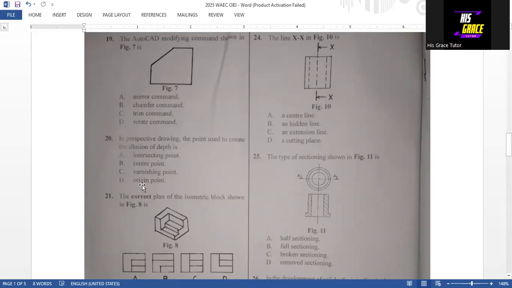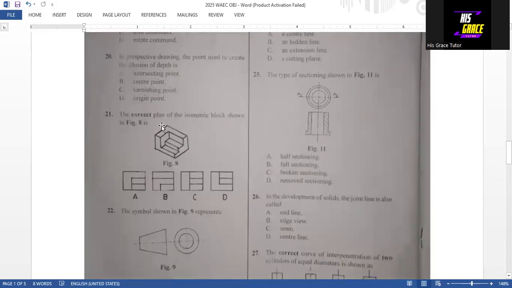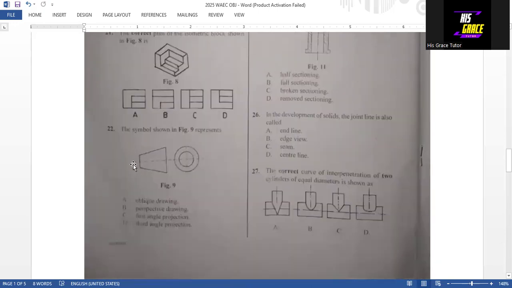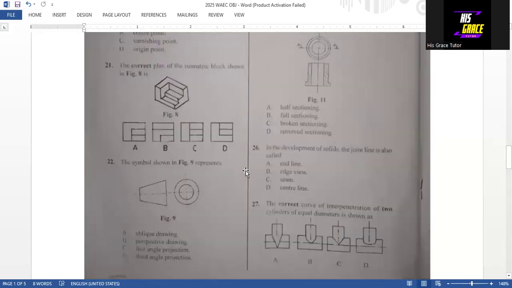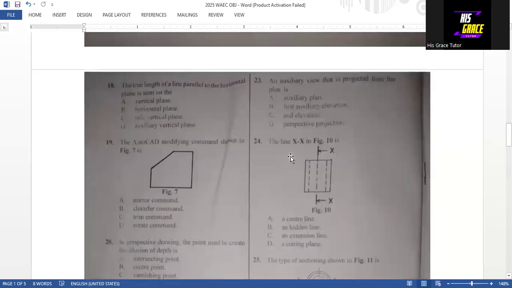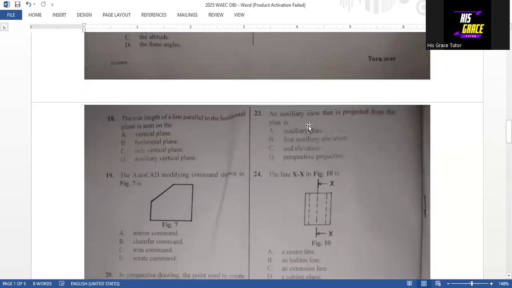So question 21, the correct plan of the isometric block shown in figure 8 is option A. Then question 22, the symbol shown in figure 9 is a first angle projection. That is option C, the answer to question 22. Then question 23, an auxiliary view that is projected from the given plan is a first auxiliary elevation. That is option B, the answer to question 23.